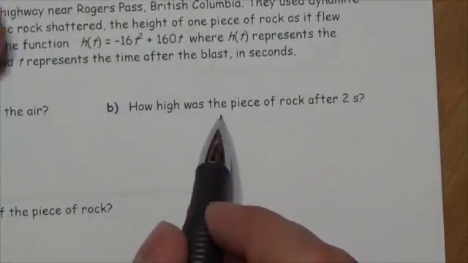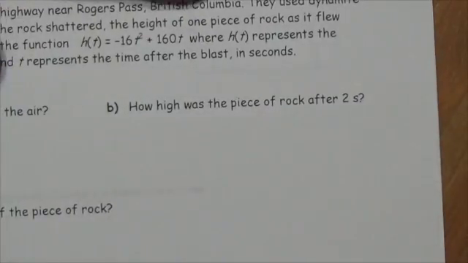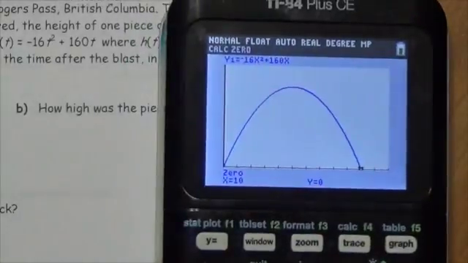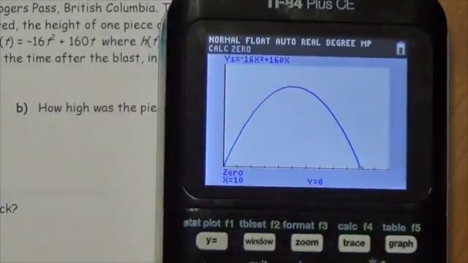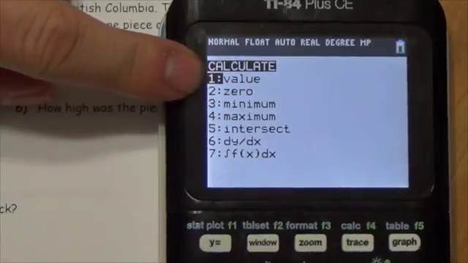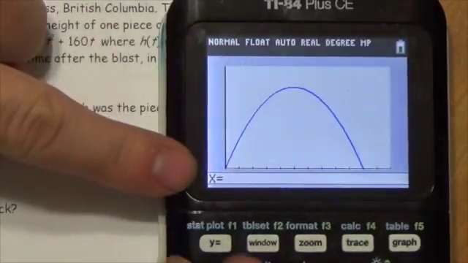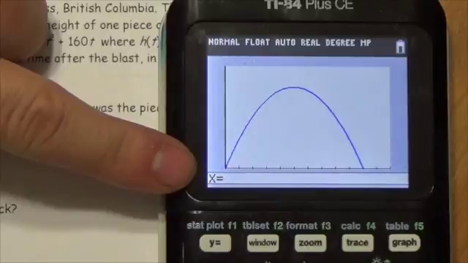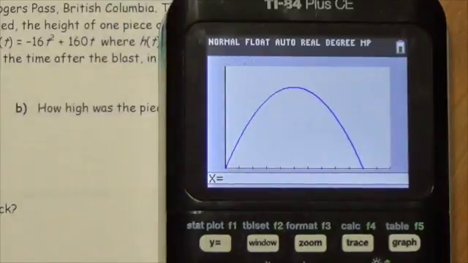Now, B. How high was the piece of rock after 2 seconds? Well, that's a y-coordinate that we're looking for. Height in this case is a y-coordinate. We do know the x-coordinate though. So if I go back into my calc menu, the very first option I have here is value. If you press enter there, the calculator now waits for you to give it an x value, and then it will give you the corresponding y value.